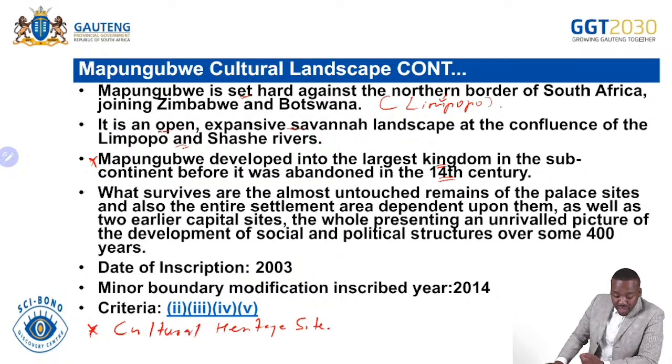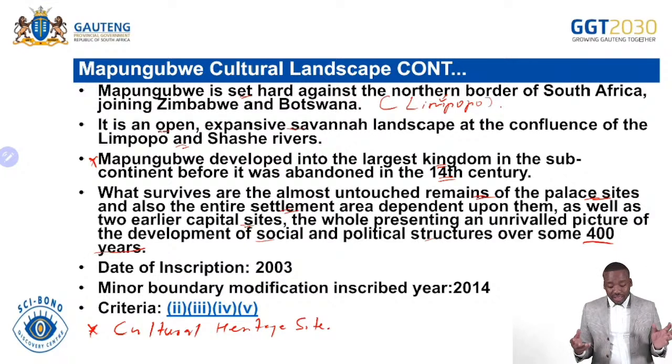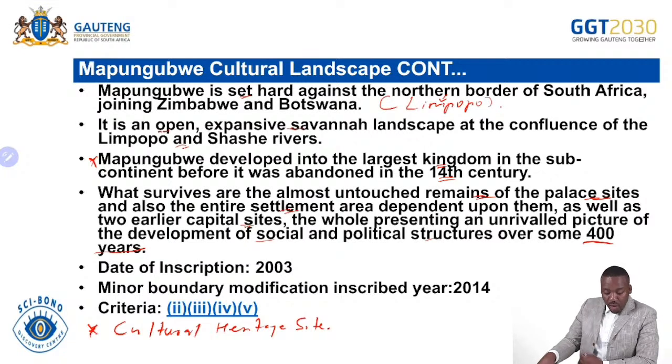What survives at this site is almost untouched remains of the palace sites and also the entire settlement area dependent upon them, as well as two earlier capital sites, the whole presenting an unrivaled picture of the development of social and political structures over some 400 years, right? This is some of the short description. Obviously, when you go here, you're going to see the beautiful landscapes. You're going to learn about the Mapungubwe people who once settled there. You're going to take beautiful pictures and so on.